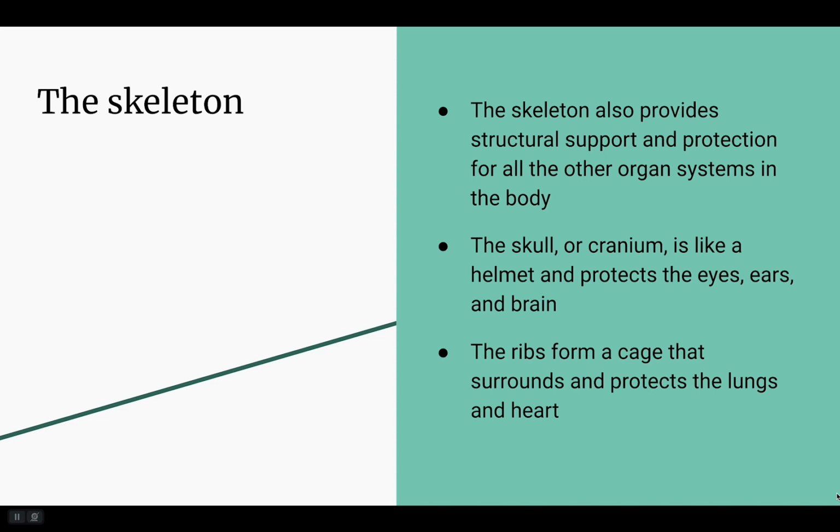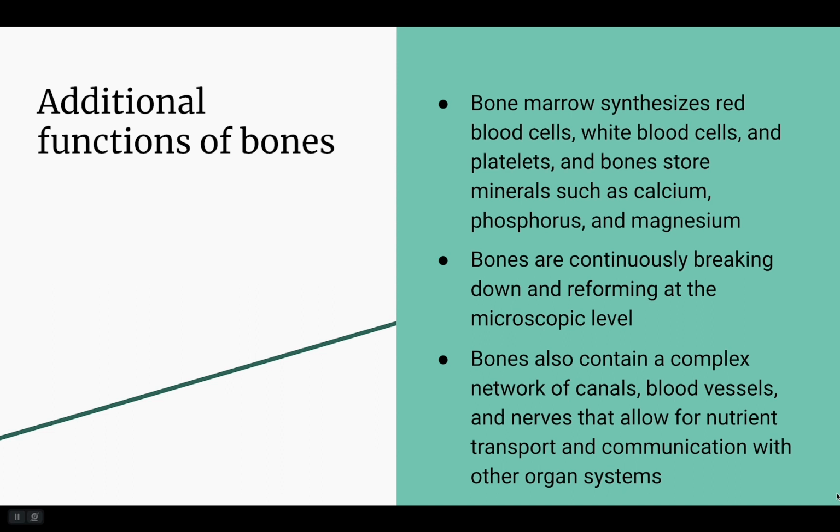The skull or cranium is like a helmet and protects the eyes, ears, and brain. The ribs form a cage that surrounds and protects the lungs and heart. In addition to producing movement, protecting organs, and providing structural support, the bones have several other functions.